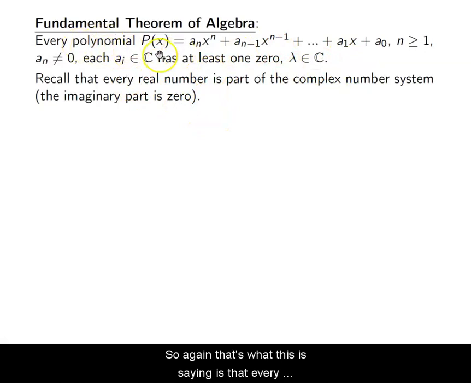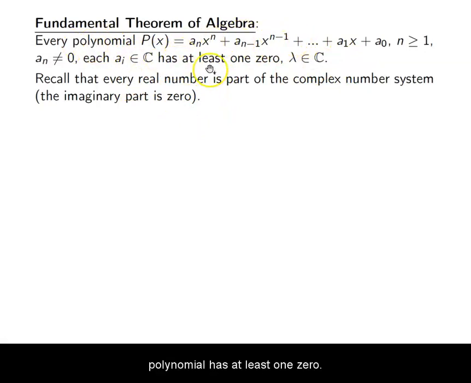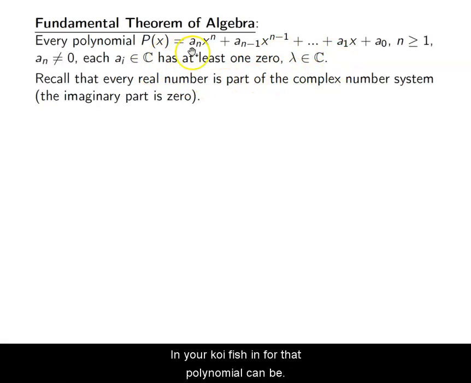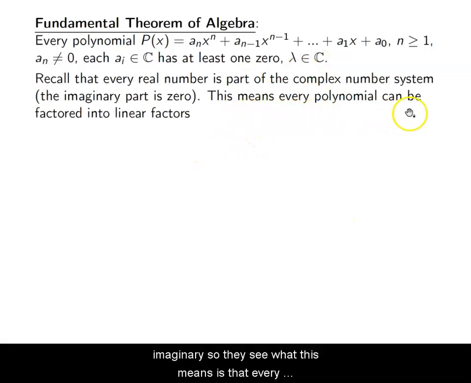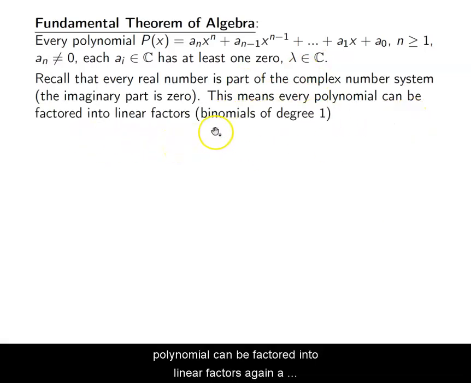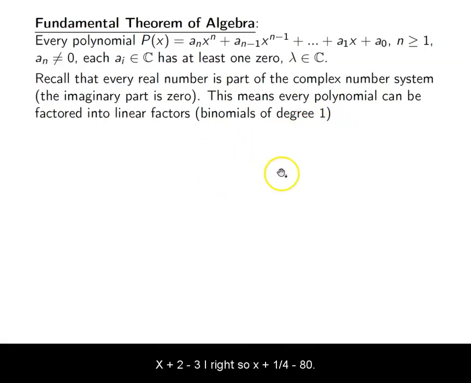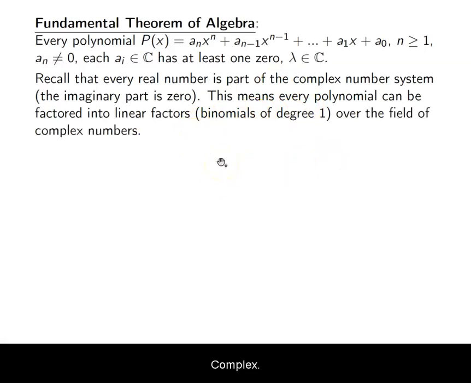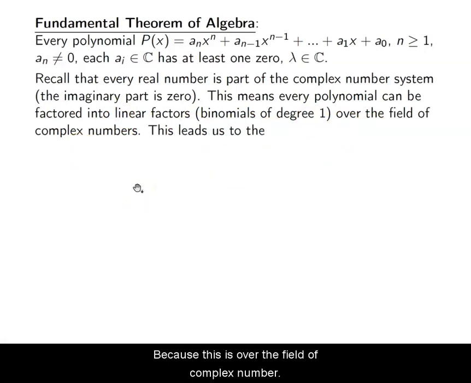So again, basically what this is saying is that every polynomial has at least one zero, and that zero is a complex value, okay? And your coefficients for that polynomial can be complex, real, imaginary, regardless, right? And that zero will be real, complex, imaginary, okay? So basically what this means is that every polynomial can be factored into linear factors. Again, a linear factor is a binomial of degree 1, so something like x plus 3, or even something like x plus 2 minus 3i, right? So x plus a, or minus a complex value, because this is over the field of complex numbers, right?